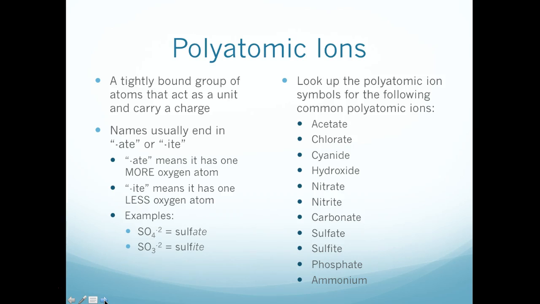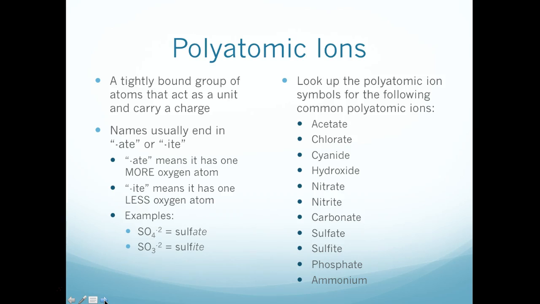And those endings, those suffixes have meaning. "Ate" means that it has one more oxygen atom, whereas "ite" means it has one less oxygen atom. So for example, SO4 with a -2 charge is called sulfate, whereas SO3 with a -2 charge is called sulfite. So you can see the difference in the number of oxygen atoms by looking at the formulas.